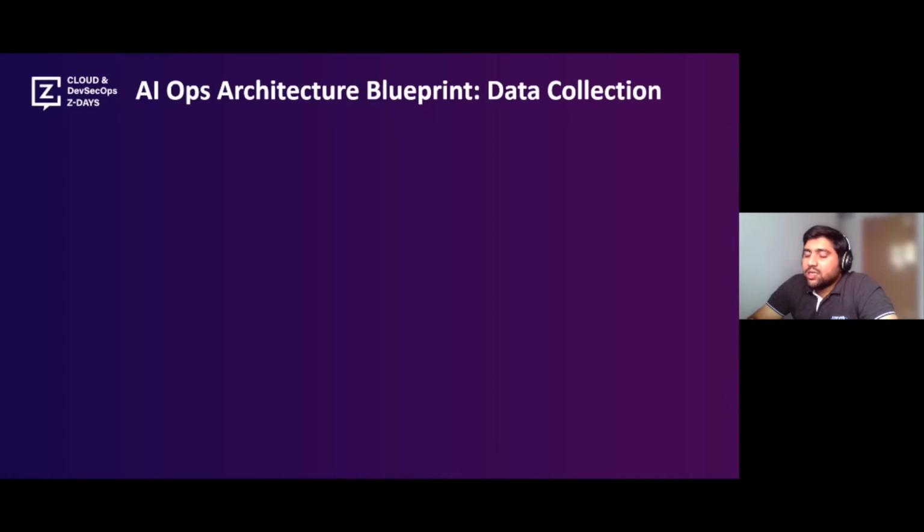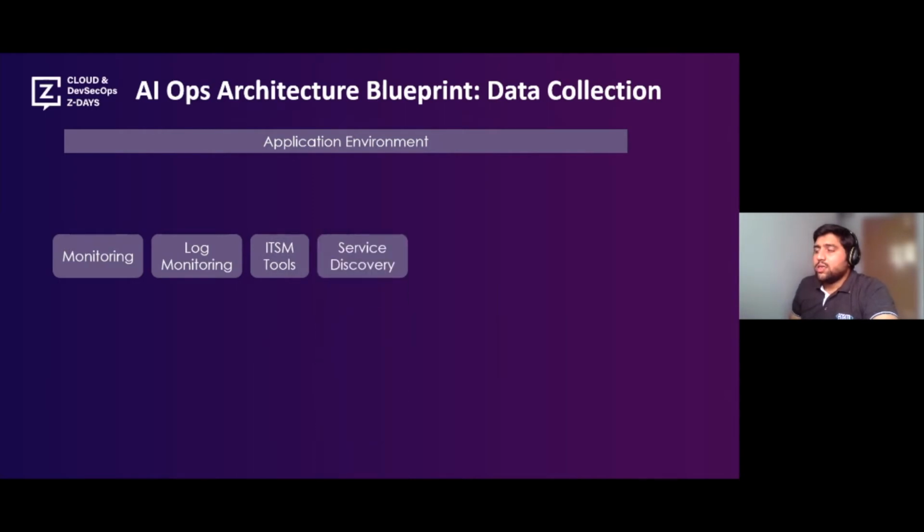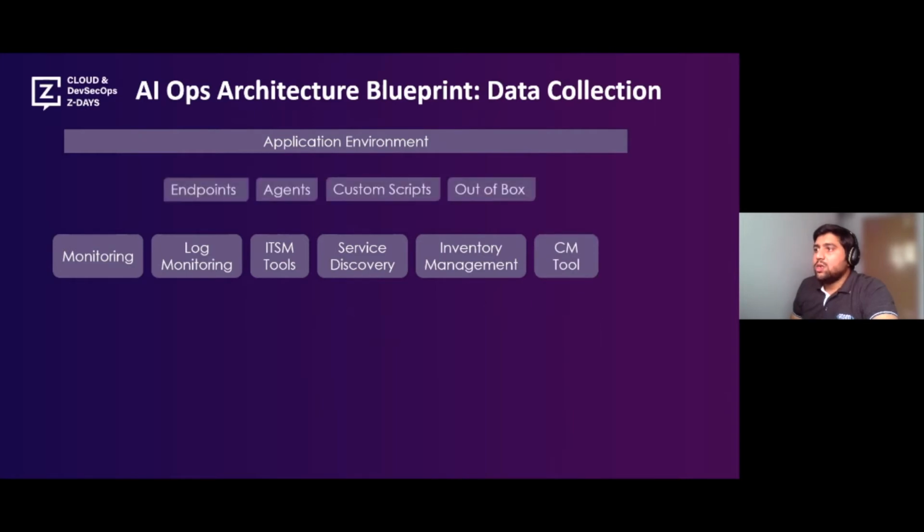So the architecture is represented in four layers over here: the data collection layer, the data processing, the data analysis, and the data visualization. In the data collection layer, we have the application environment, and we have different tools monitoring this data in the application environment, like the monitoring tools, log monitoring tools, ITSM tools, incident management tools, service discovery tools, inventory management tools, and configuration management tools. Usually these tools have either endpoints, agents, custom scripts, or out-of-the-box integrations, so that they can fetch the data from the application environments.